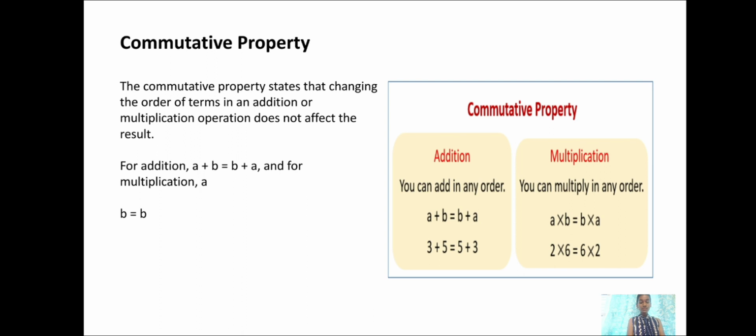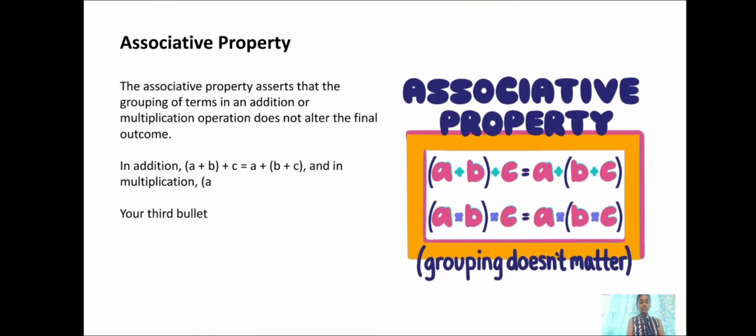Next, the associative property. The associative property asserts that the grouping of terms in addition or multiplication operations does not alter the final outcome. So in addition, (a plus b) plus c is equal to a plus (b plus c), and in multiplication it remains the same. It is nothing but grouping does not matter in the associative property.